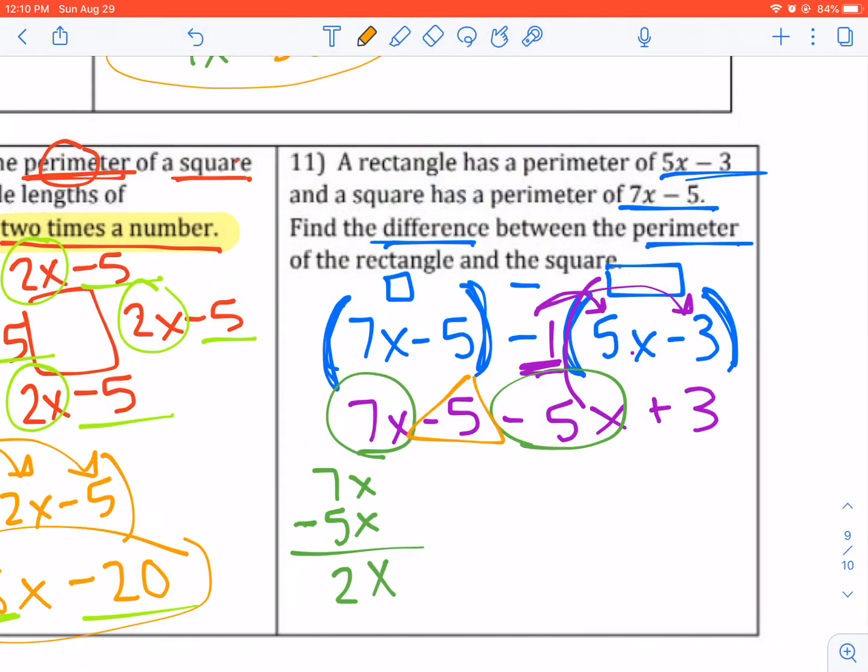If we have a -5 and a +3, a -5 and a +3, remember that you can go in and type just these beginning numbers on Desmos to help you get the right symbol. Will be a -2. And there is no letter on that one. Final answer is right there, 2x minus 2.